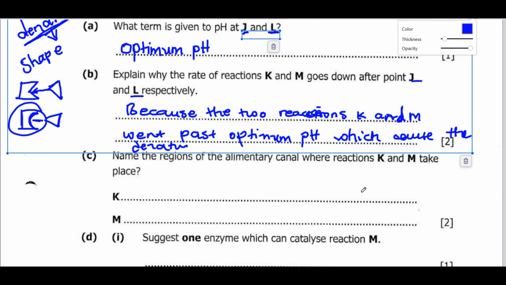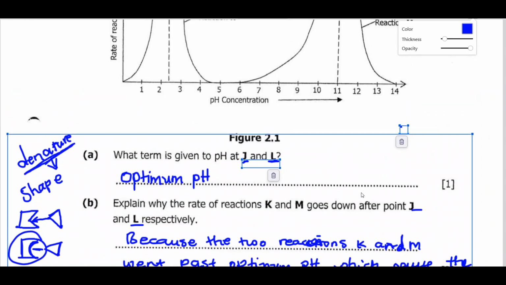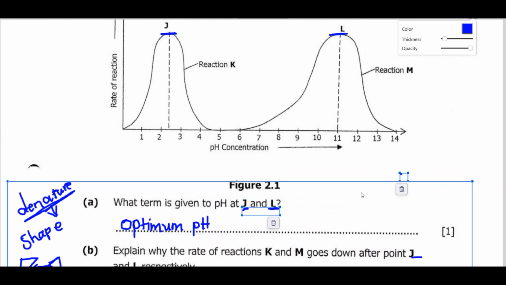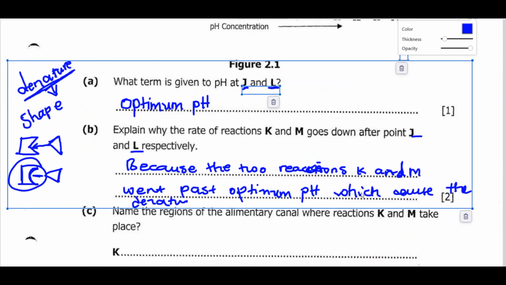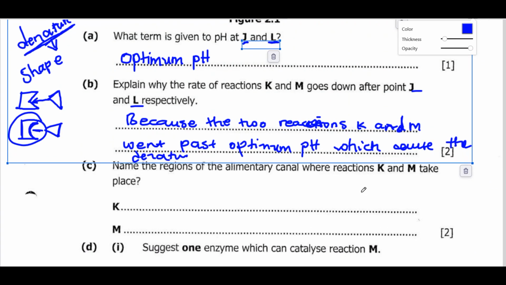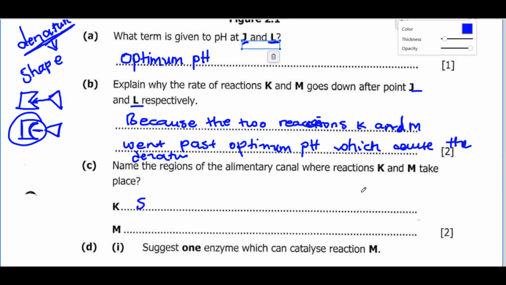So the next question is question C. Name the regions of the alimentary canal where reactions K and M take place. So K, what did we say about K? We said K is under acidity, because we can see we have numbers from 0 up to 6. So this is acidity. If you look at the alimentary canal, the region where the medium is acidic is the stomach. So K is taking place in the stomach.